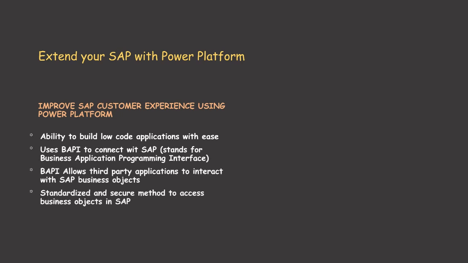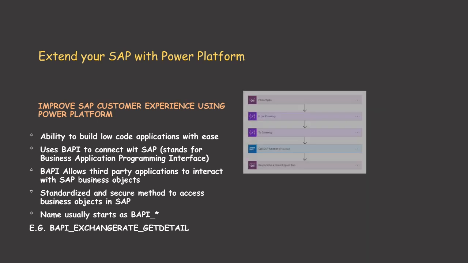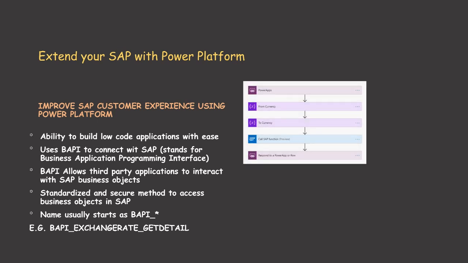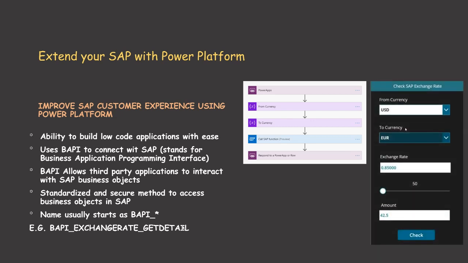So you have the ability to build low code applications with these, and you have to use the BAPI to connect with SAP. That stands for Business Application Programming Interface, and BAPI actually allows third party applications to interact with SAP Business Objects. In my example, I'm using the BAPI exchange rate get detail. This is the example. Let's look at the demo on that.